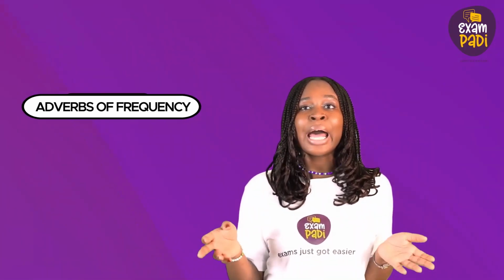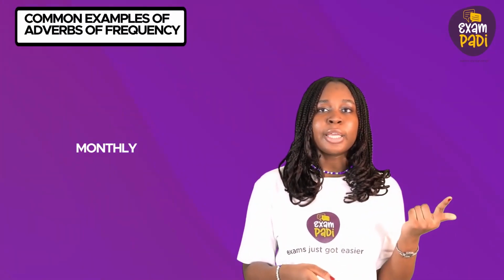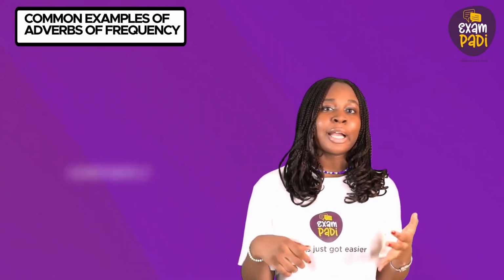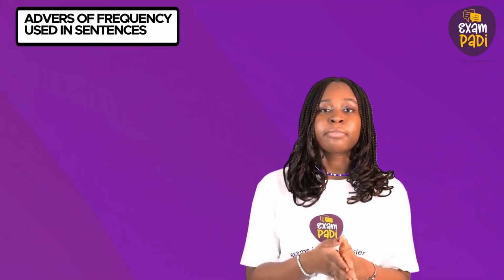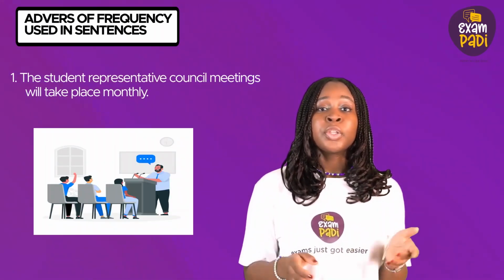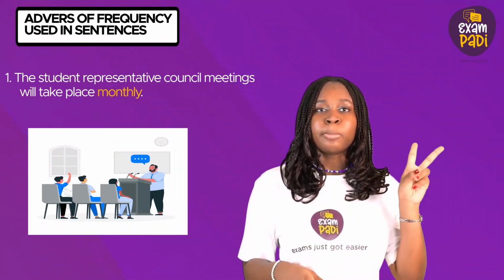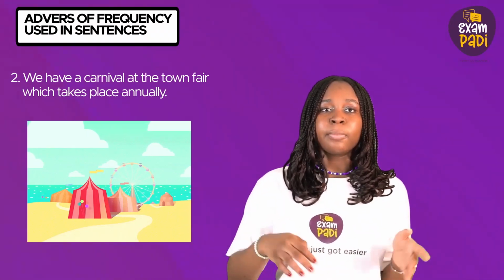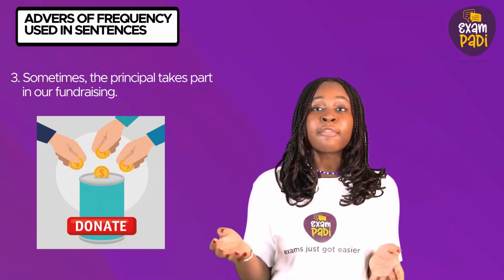Adverbs of frequency tell us how often things happen. Examples of this include annually, monthly, biannually, weekly, frequently, constantly, and sometimes. Here are sentences which use adverbs of frequency. Number 1. The student representative council meetings will take place monthly. Number 2. We have a carnival at the town fair which takes place annually. Number 3. Sometimes the principal takes part in our fundraising.